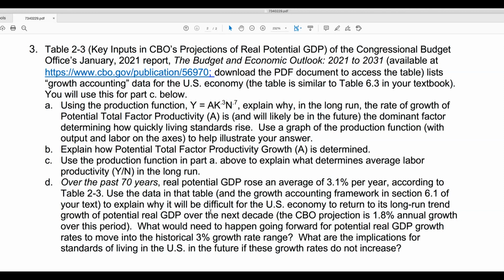So the way it's actually done, we take this equation and take the natural log of both sides. If this bothers you math-wise, just close your eyes. We take the log of the other side, A times K to the 0.3, N to the 0.7, natural log of that. So this becomes the ln of A plus the ln of K to the 0.3 plus the log of N to the 0.7.